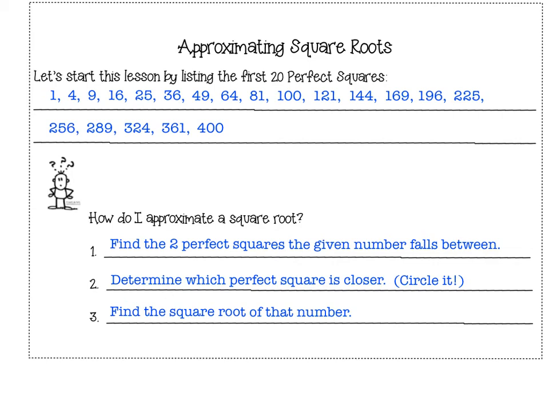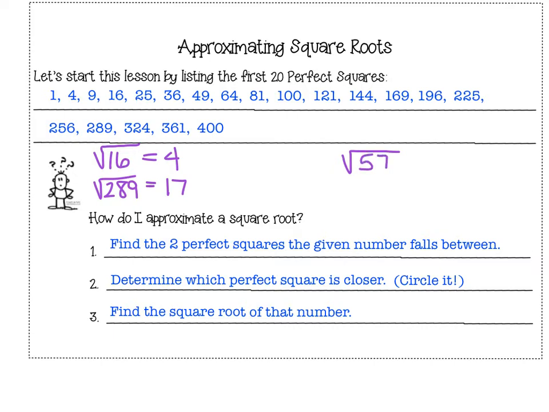Finding the square root of a perfect square is very easy, and the problems that we've done so far in this unit have all involved perfect squares inside the radical. For example, the square root of 16 is 4, and the square root of 289 is 17. But what happens when you have a number inside the radical that's not a perfect square?